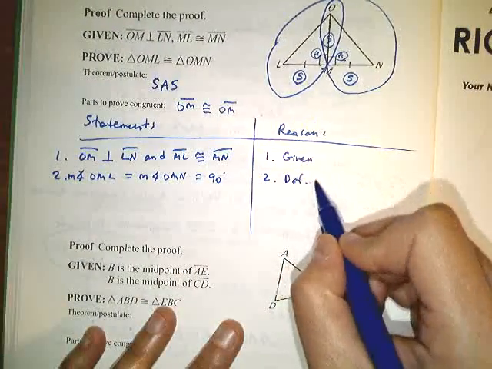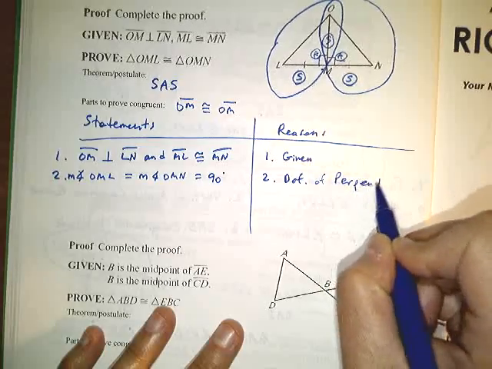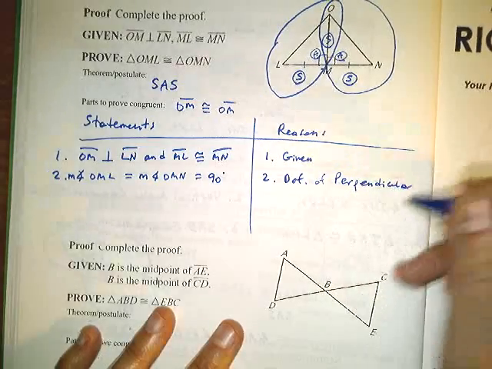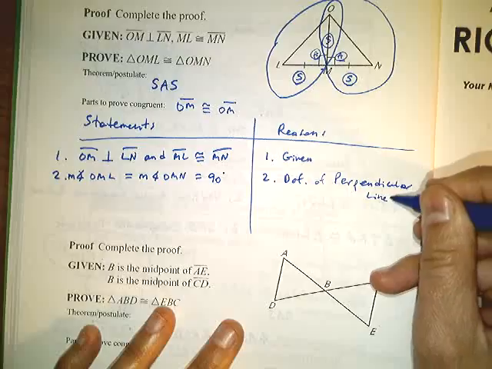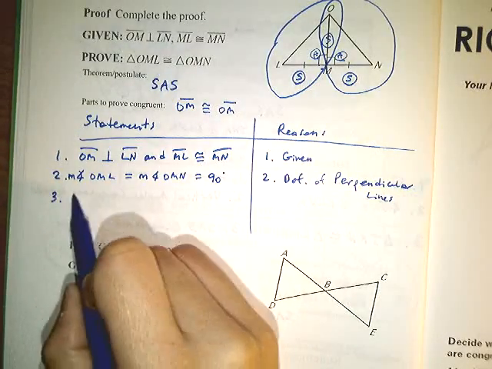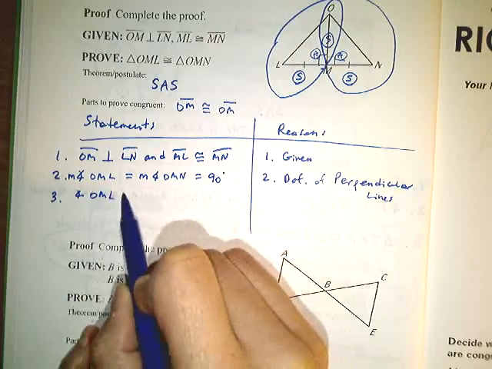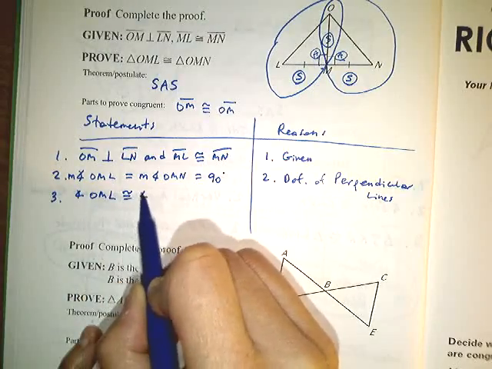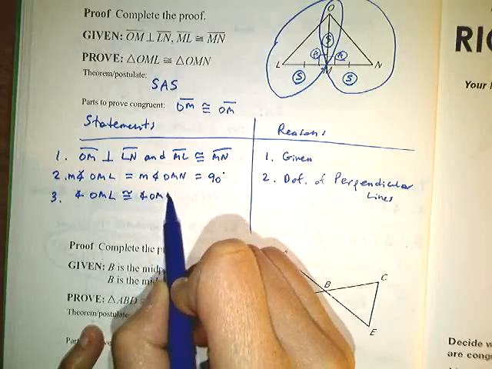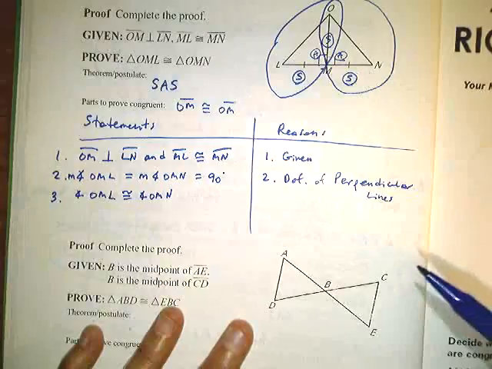So because of the definition of perpendicular lines, I know that has to be true. So if their measures are the same, then the angles would have to be congruent. Angle OML would have to be congruent with angle OMN. So now I have my two angles congruent, so I have my angle pair.